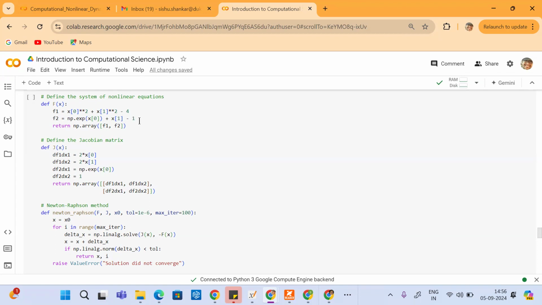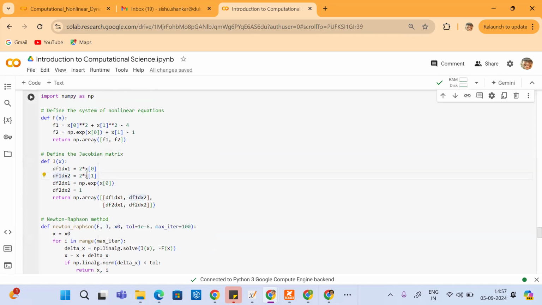np.exp I have taken here. And it is returning the vector of functions. Vector where the first element is the function f1, second element is f2. You need it, isn't it, in your Newton Raphson? Can you see, is it needed for you in the Newton Raphson method? If you see, you are multiplying the inverse of the Jacobian with the matrix. So don't worry about this.